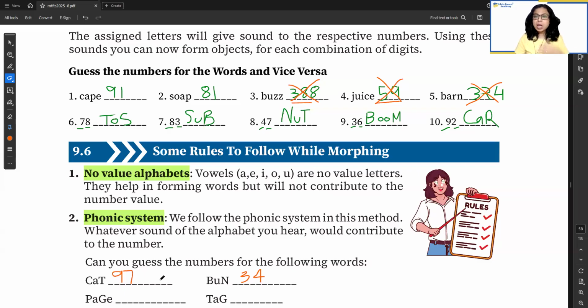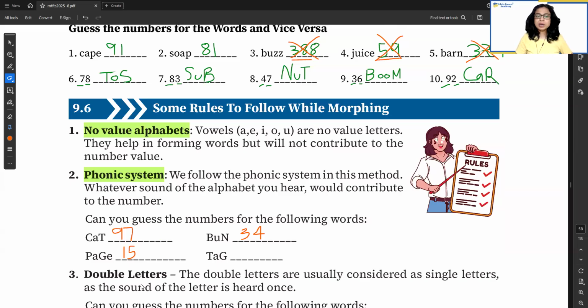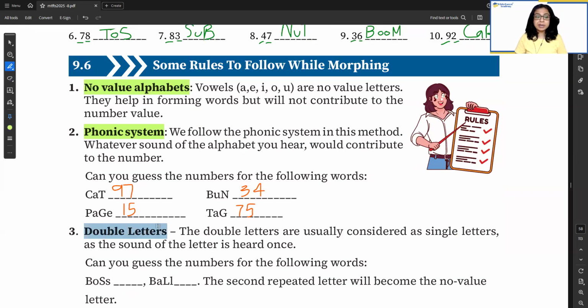Then comes page. So page is what? P and J. So page becomes 15. Tag. What is tag? T, which is 7, g, which is 5. So what you hear is the sound. Phonics. Okay? Then comes the importance of double letters. Sometimes you will notice there are going to be double letters, but the sound is single. The letters are double, but the sound is single. And what am I saying? We are working on phonics.